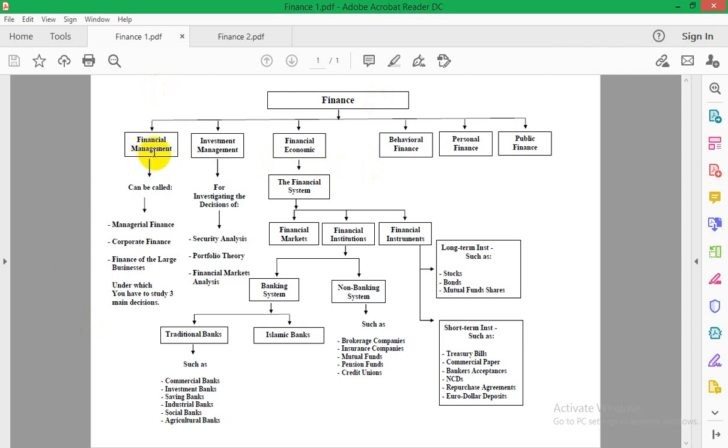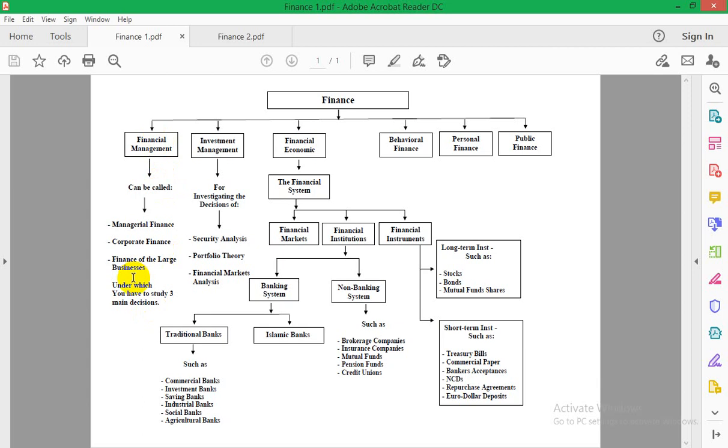So, under this financial management, you have to study the decisions of working capital management. This is the first main topic of financial management. The second type of decisions is called decisions of capital budgeting techniques or decisions of capital budgeting. And the third main type of decisions is called decisions of the capital structure. So, in the financial management, you have to study the working capital management, the capital budgeting management or decisions, and the capital structure decisions. These are the three main decisions of the financial management.